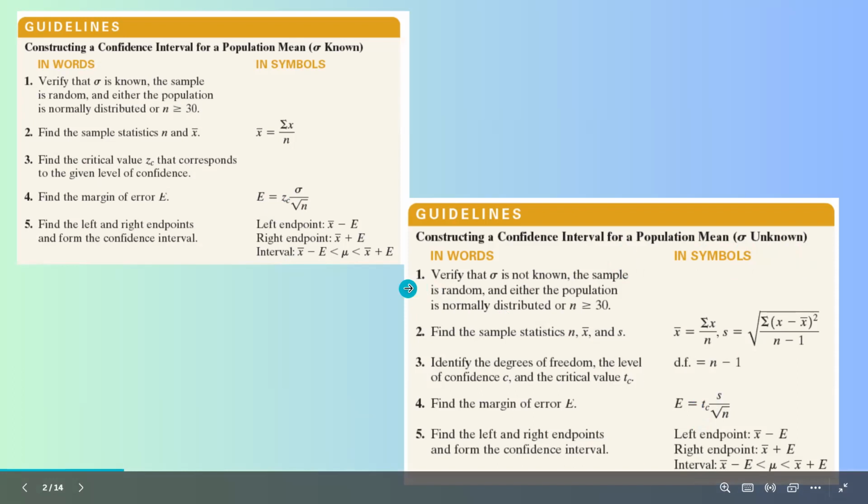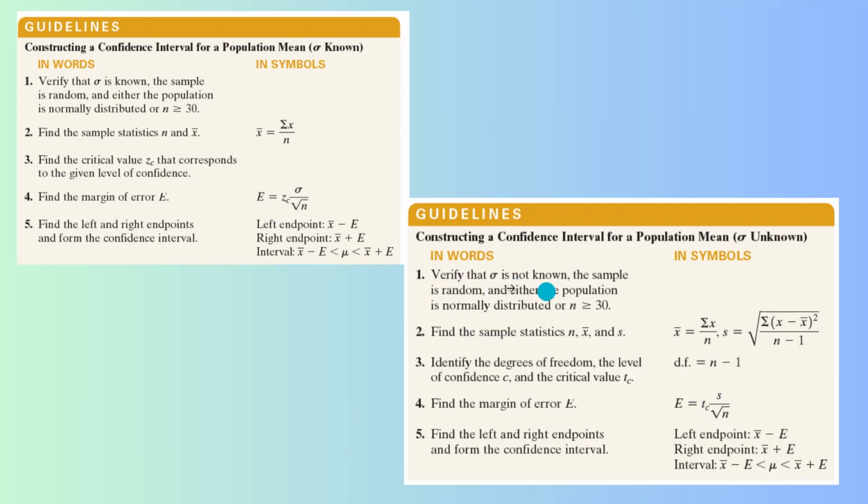The steps are, first of all, verify that sigma is not given to you, or it's not known. There is no way you can find sigma. The sample is random, and either the population is normal or n is more than or equal to 30. n is the sample size. In the next step, you find the sample statistics n, x bar, and s. Remember, s is the sample standard deviation. The formulas that we introduced in descriptive statistics are given here, but eventually we use our calculators.